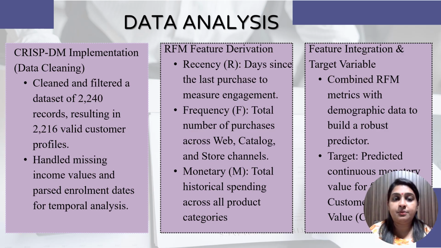The data execution. To put this into practice, we cleaned a dataset of over 2,200 records, handling missing values and temporal data through the CRISP-DM framework. We derive three core features: recency, engagement; frequency, total purchases; and monetary value, historical spending. By integrating this with demographic data, we have built a robust predictor targeting a continuous monetary value for future CLV.